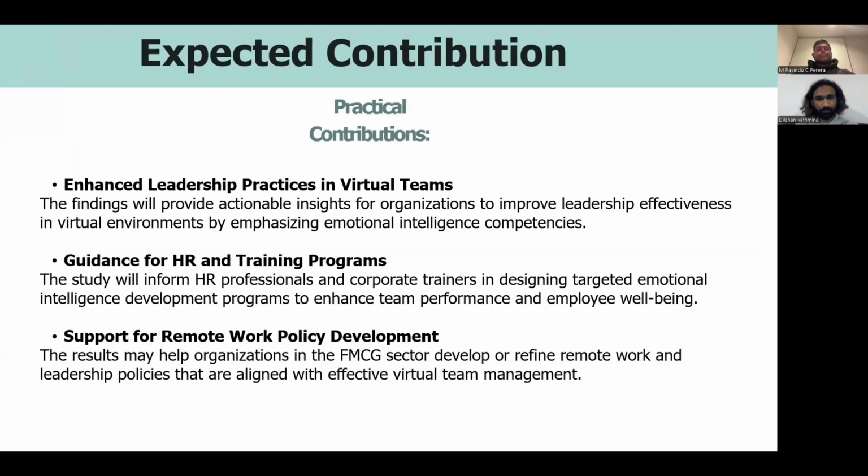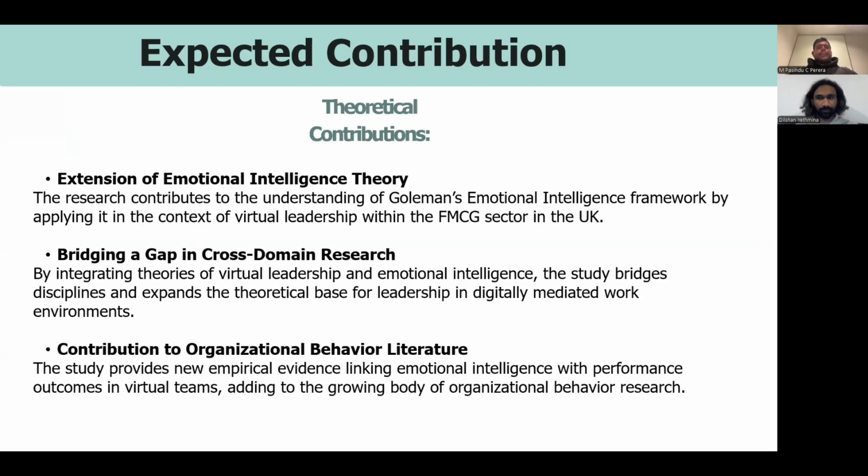Next. So these are our expected contributions. We divide into practical and theoretical parts. In our practical part: enhancing leadership practices with virtual teams, guidance for HR and training programs, and support for remote work policy development. In our theoretical part: extension of emotional intelligence theory, bridging a gap in cross-domain research, and contribution to organizational behavior.